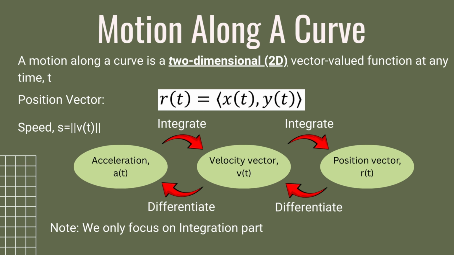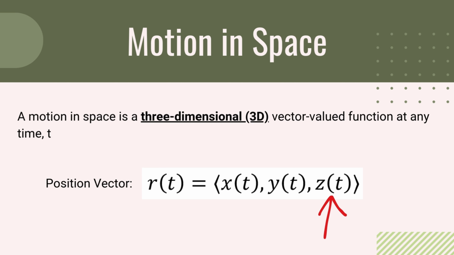So let's go to the next slide. As you can see, there is two-dimensional and three-dimensional. Two-dimensional is x and y. If three-dimensional, there will be z. So let's go to the next slide: the motion along a curve and in space. In a curve we will have only x and y, but in space we will have three, which are x, y and z.